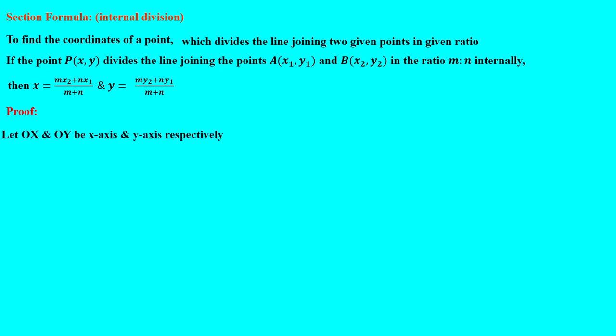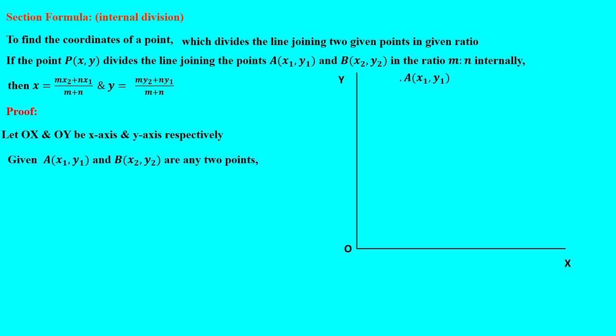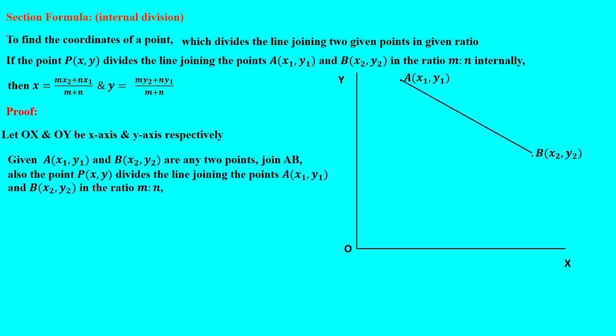Let OX and OY be the x-axis and y-axis respectively. So we draw OY, OX axis, right? A(x1, y1) and B(x2, y2) are any two points. So we fix the points, join AB. Given P divides the line joining A and B in the ratio m is to n. So we mark P, so AP is m and PB is n, right? So AP equal to m, BP equal to n. Clearly the point P lies on AB, right?